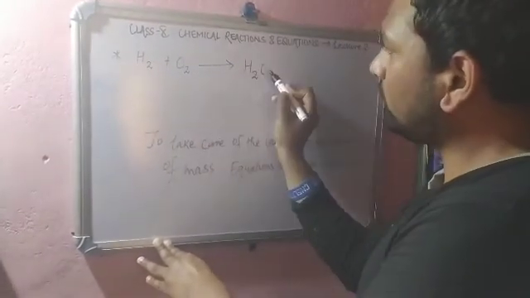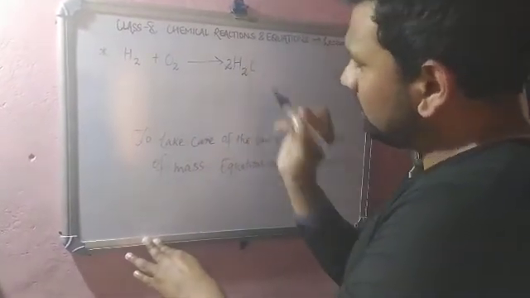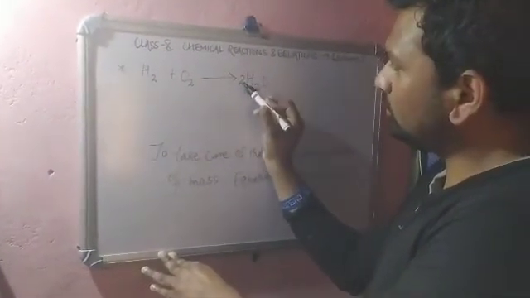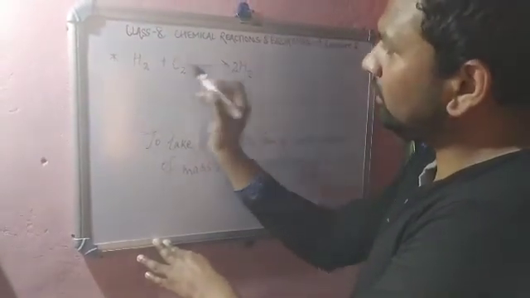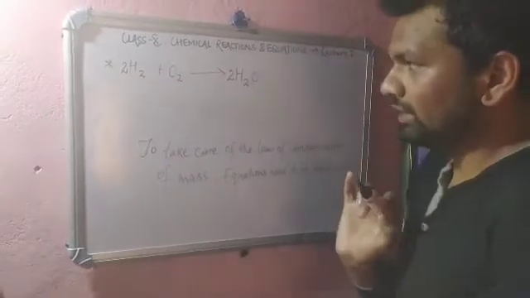Oxygen: 2 atoms of oxygen on one side, only 1 atom of oxygen on the other. So we give 2 here. Now we are having a problem again. 2 twos equal 4, so 4 atoms of hydrogen. Here also we need to multiply by 2 so that we get 4 atoms of hydrogen.